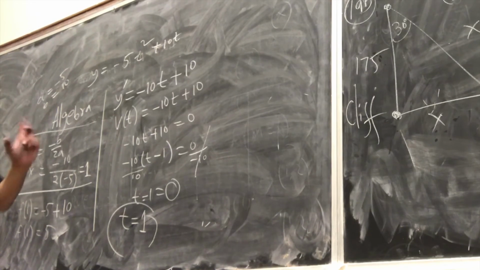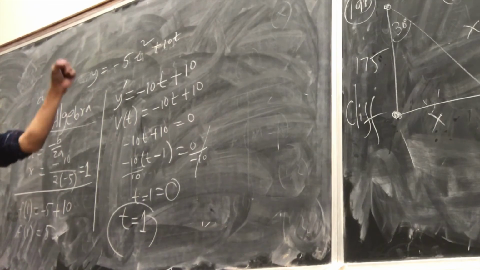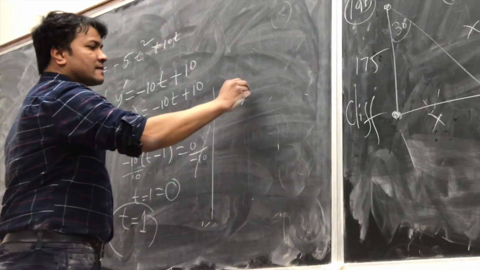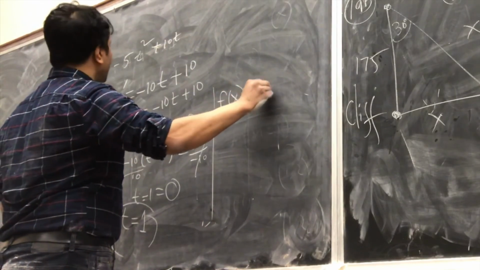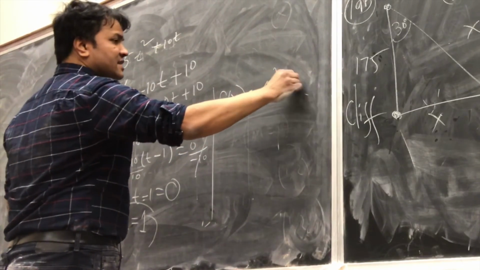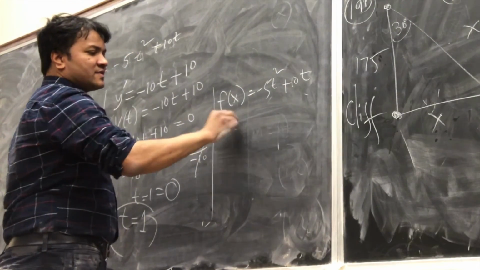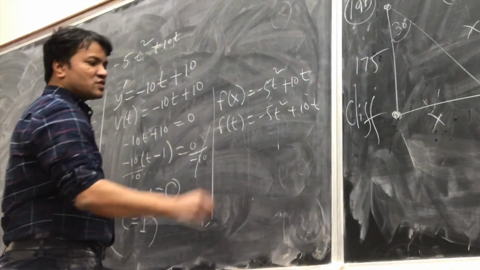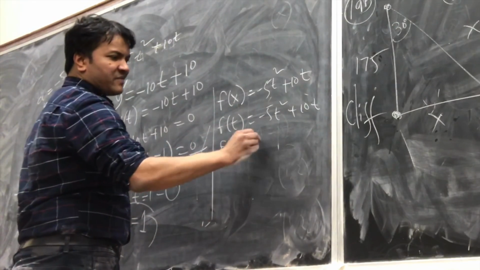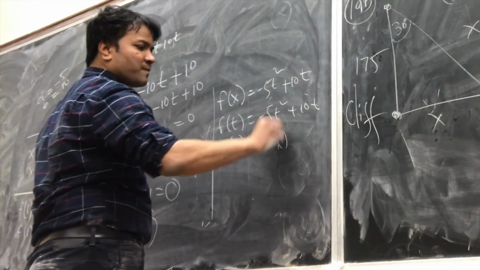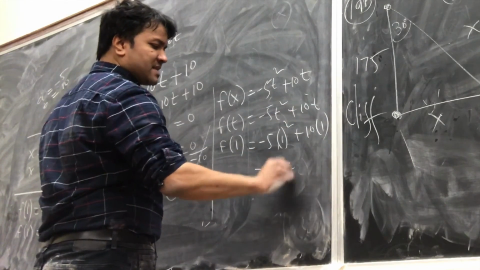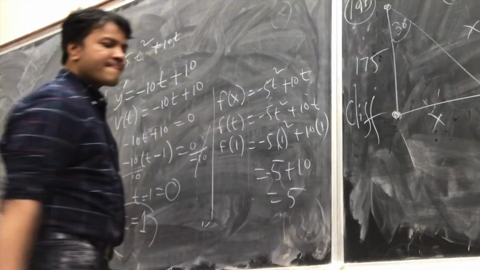Now you're going to do exactly the same thing you did for algebra. You plug that 1 into the function. f of t is minus 5t squared plus 10t. I'm fixing the notation, but you don't have to, since you know what's going on. So minus 5 plus 10 is equal to 5.